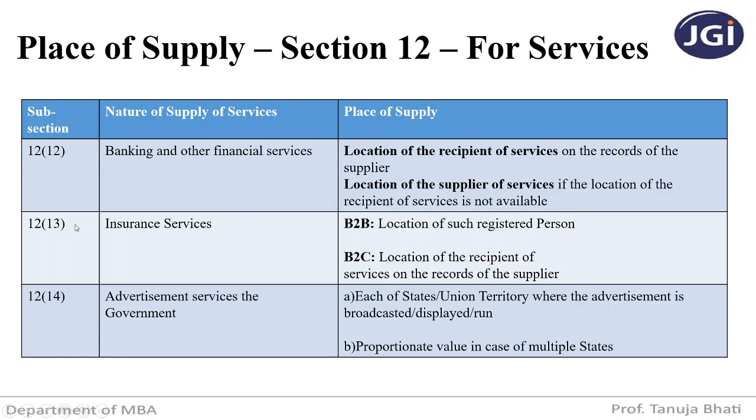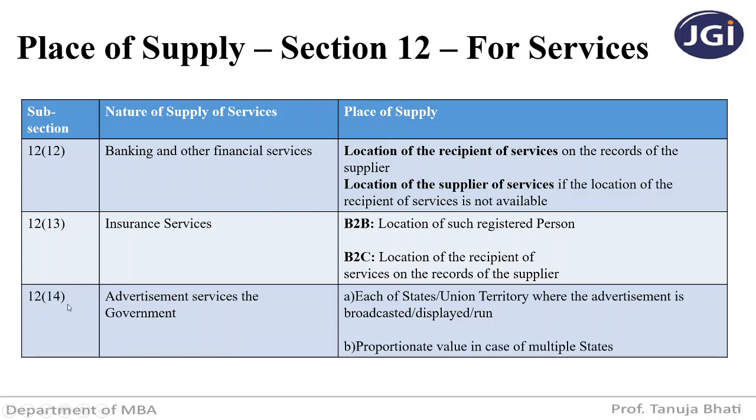Next case is section 12 subsection 13, insurance services. If any services relate to insurance, and that service is provided B2B, then the place of supply is the location of such registered person, that is the recipient. And if it is B2C, it is the location of the recipient of service on the records of the supplier. So if it is B2B, whatever is the location of the recipient, and if it is B2C, whatever is the location of the recipient of service on the records of the supplier.